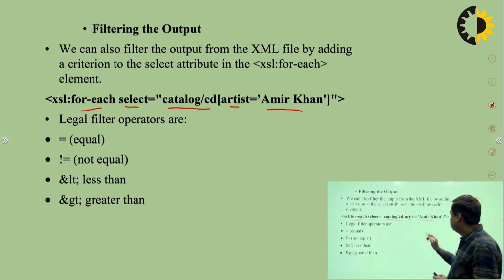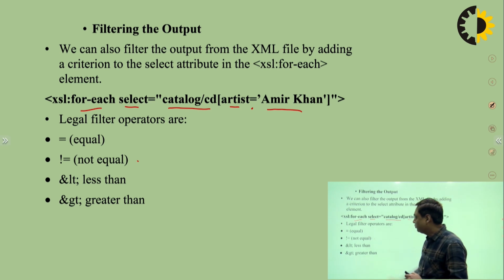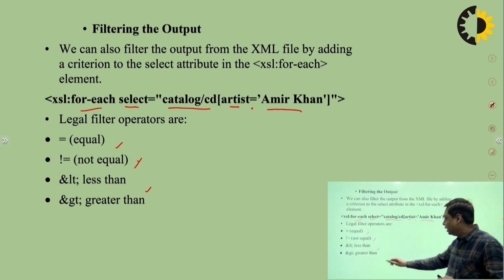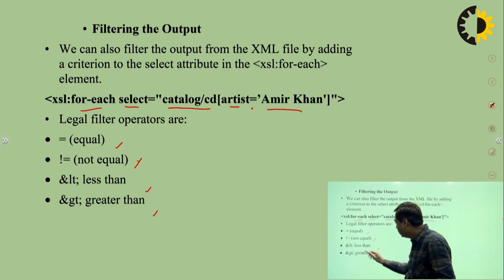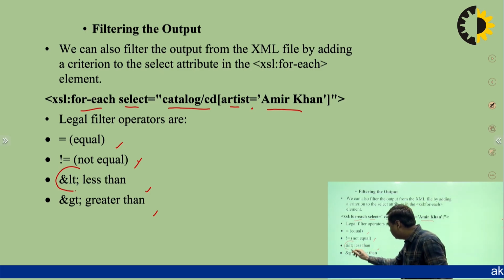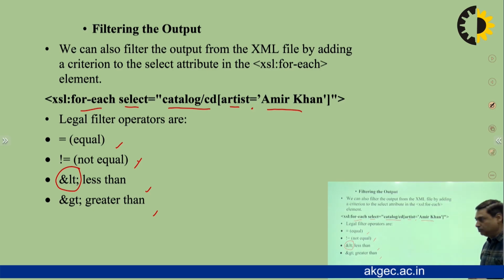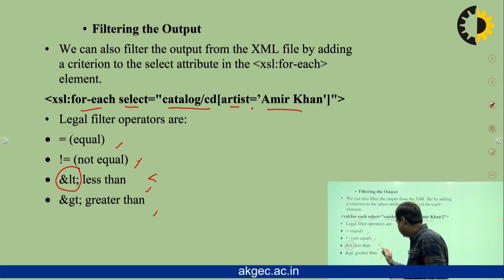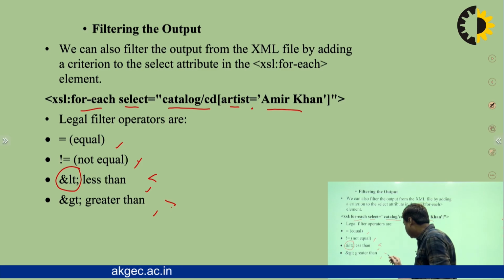Now there may be many different types of conditions. It can be an equal to condition, a not equal to condition, less than, and greater than. And remember, in the XML, try to use the entity reference instead of the less than symbol or greater than symbol. So ampersand LT is basically the less than symbol, and ampersand GT is basically the greater than symbol.